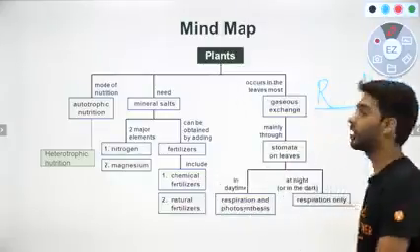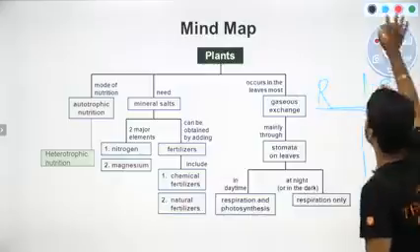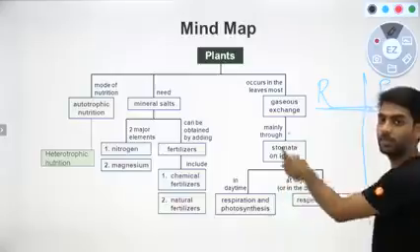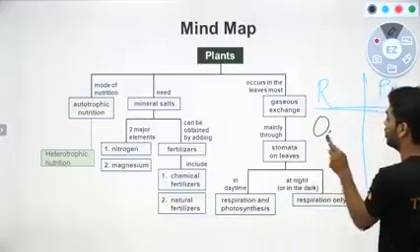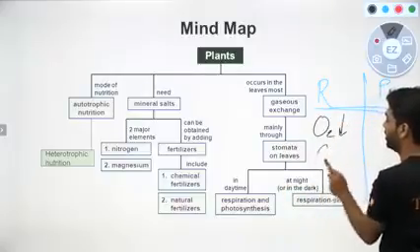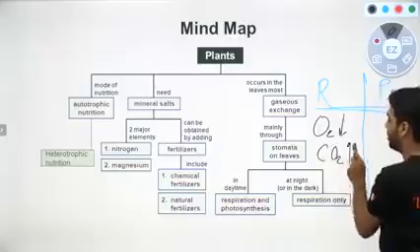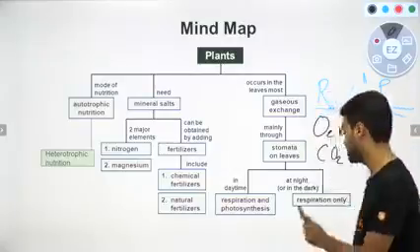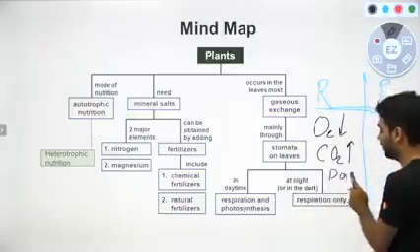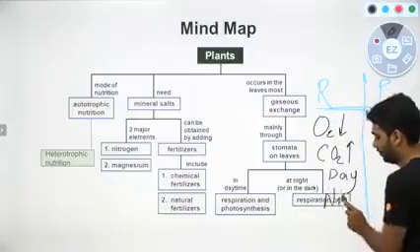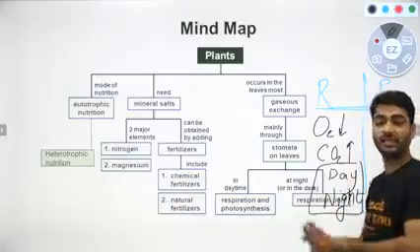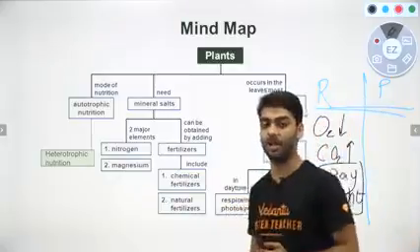Now let us see what happens in case of respiration. In case of respiration, just like human beings, plants will take in oxygen and they will give out carbon dioxide. Respiration happens in the plants, just like human beings, during the entire day and the entire night. Plants carry out respiration day and night, so they are taking in oxygen and giving out carbon dioxide.